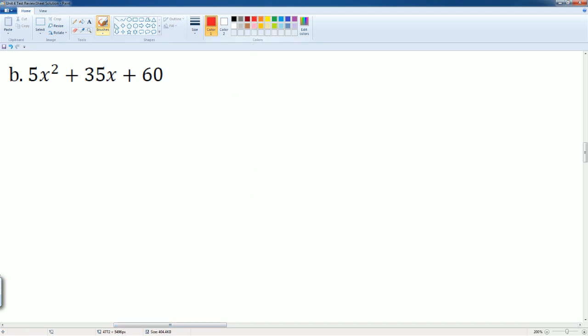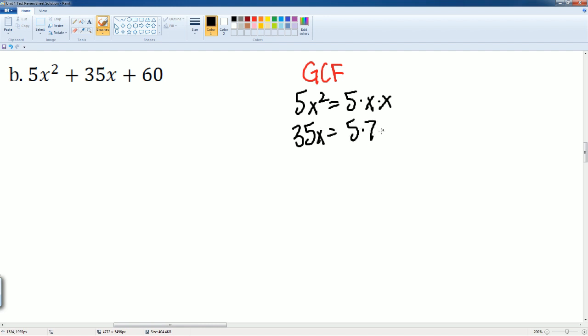First, let's find the GCF, which is the greatest common factor. Let's expand each term out. 5x squared is just 5 times x times x. And then we have 35x, which expands out to 5 times 7 times x. And then we have 60x, which is 5 times, what is that? 60 divided by 5 is 12, which is just 4 times 3 times x. You could break down the 4 if you want, but I already have what I needed, which was the 5. The 5 was the GCF here.